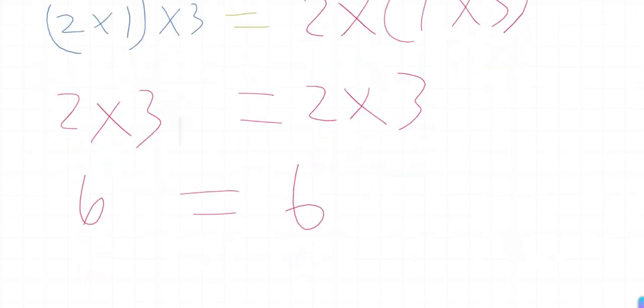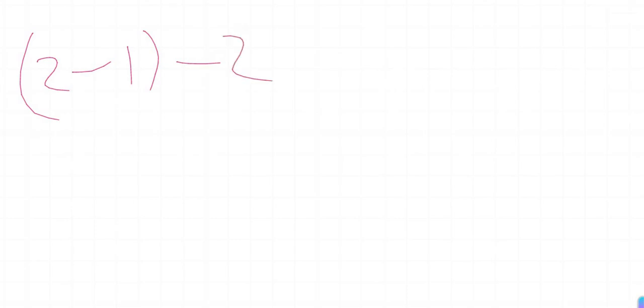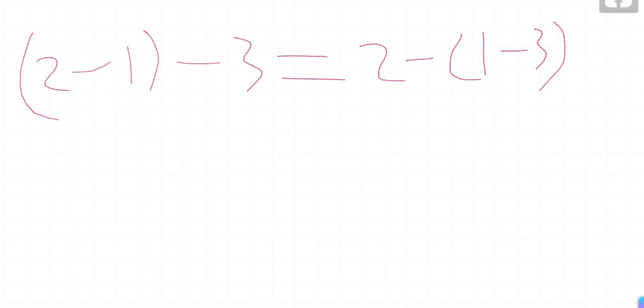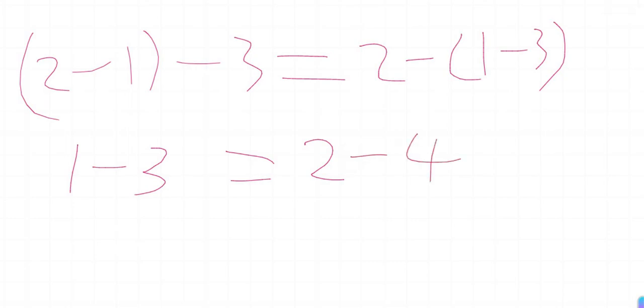Well, let's see if it works with subtraction and division. So let's work with subtraction first. If I have 2 minus 1 minus 3, we're just using the same numbers. Let's see what happens when we do this. So we subtract, so we get 1 minus 3 is equal to 2 minus 4.